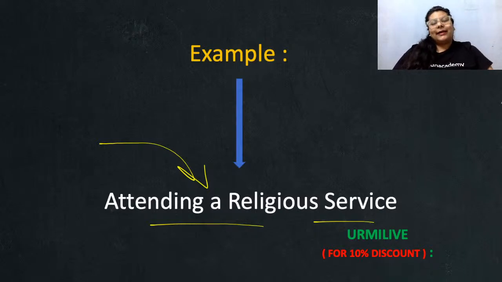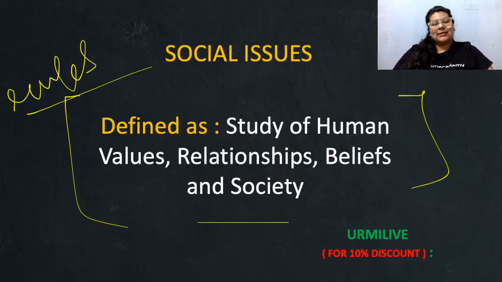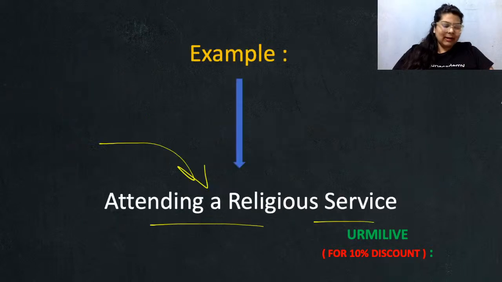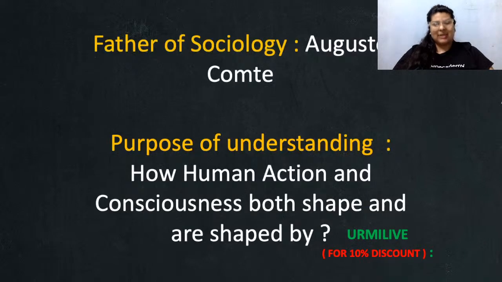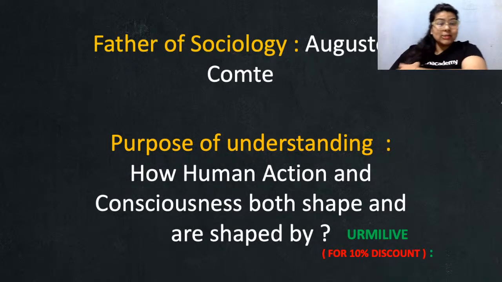Like attending a religious service can also be called a social issue. It's part and parcel of the society. You have to be in the community, and you also have to give your best. Okay. Now, who was the father of sociology? Very simple: Auguste Comte. Who coined the term was Emmanuel Joseph Sieyès. But the father of sociology was Auguste Comte.